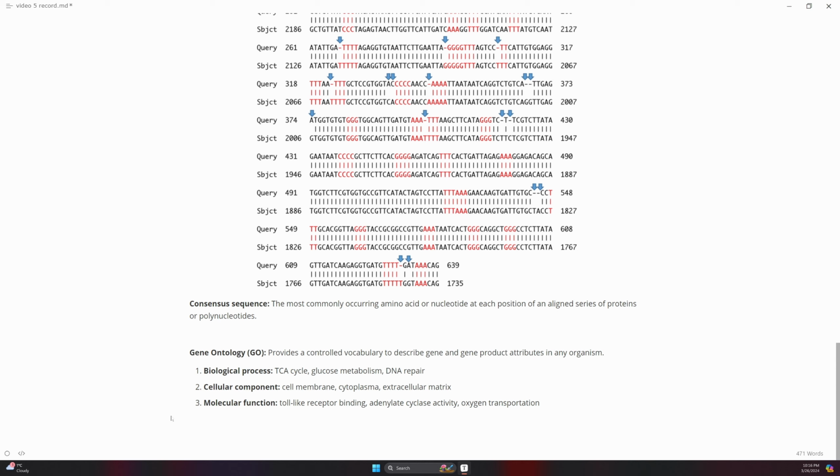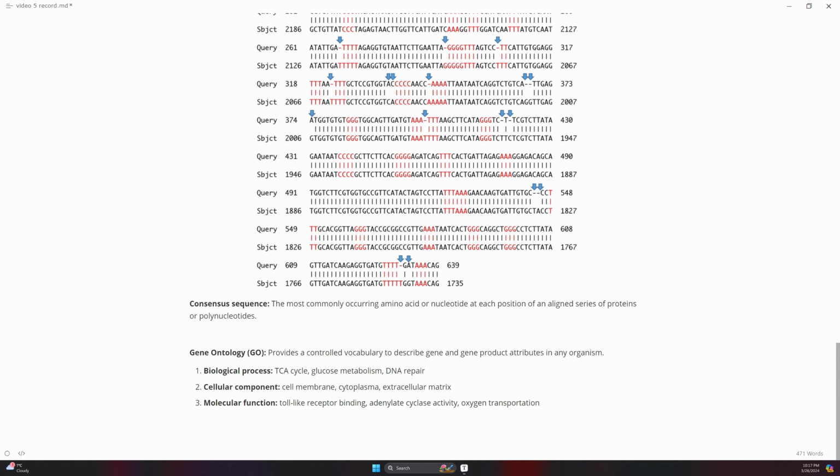Second is the location. It's called cellular component. It can be the cell membrane, cytoplasm, extracellular matrix, or nucleus. The third one is the molecular function, which shows at the molecular level what the function of a molecule is. For example, toll-like receptor binding means that this protein binds to the toll-like receptor. Adenylate cyclase activity means that this protein works as an adenylate cyclase. Or oxygen transportation means this protein transports oxygen.